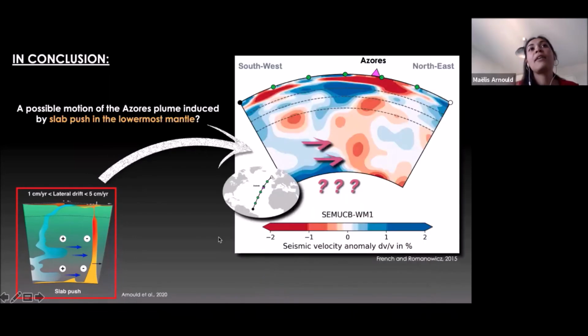And if you look back at the seismic tomography today, here you have a roughly south-north cross-section. What you can see is that the conduit, well, the slow seismic anomaly associated with the Azores plume, is actually close to a high-speed region, and maybe we can say that this suggests that those slab remnants are responsible for the northward motion of the Azores plume.